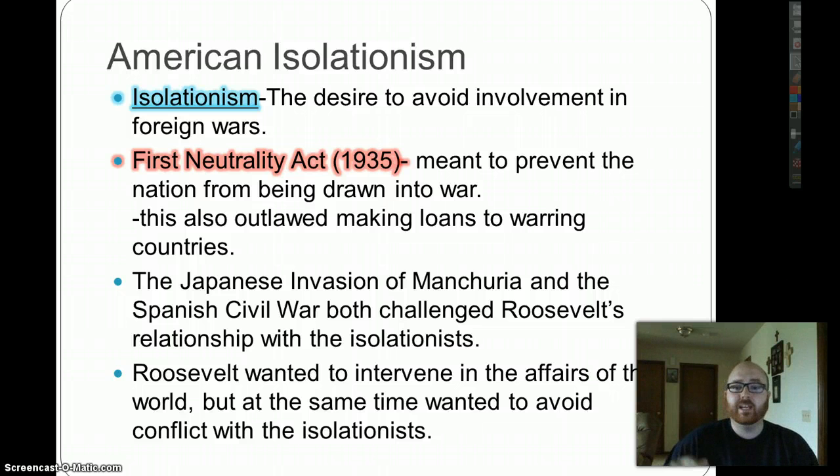The Japanese invaded Manchuria, and there was the Spanish Civil War. They both challenged Roosevelt's relationship with the isolationists, because Roosevelt really wanted to get into the war, but he didn't want to tick off the rest of America or the isolationists who said we can't go through this again. We don't want to do another World War I. But as time went on, it became harder and harder for America to not enter the war. So Roosevelt, FDR, wanted to intervene in foreign affairs but avoid conflict with isolationists. We're going to do everything but go to war at first.